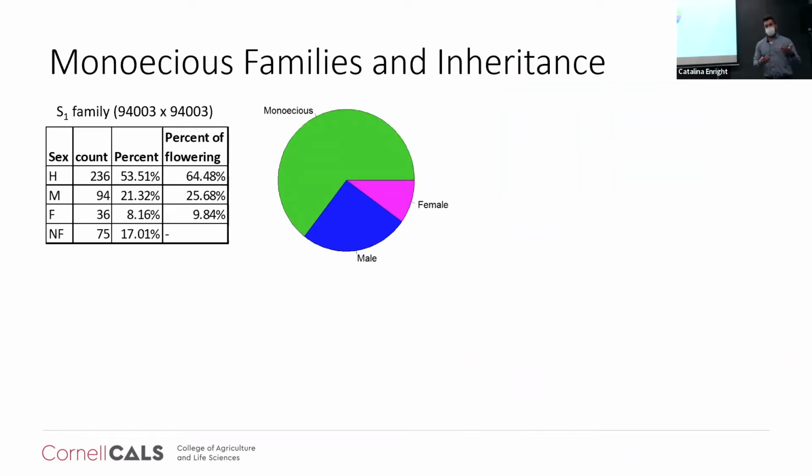So I mentioned we have 94003. So in 2015, the Smart Lab decided to attempt to self this to generate an S1 family. And part of this was both for genetic mapping studies and also to try to uncover the genetic basis for monoecy. So what's very interesting is that we were able to generate an S1 family of over 400 progeny that were viable, which that alone is pretty interesting because this species is an obligate outcrosser because it's dioecious, but we were able to get a pretty healthy S1 family.